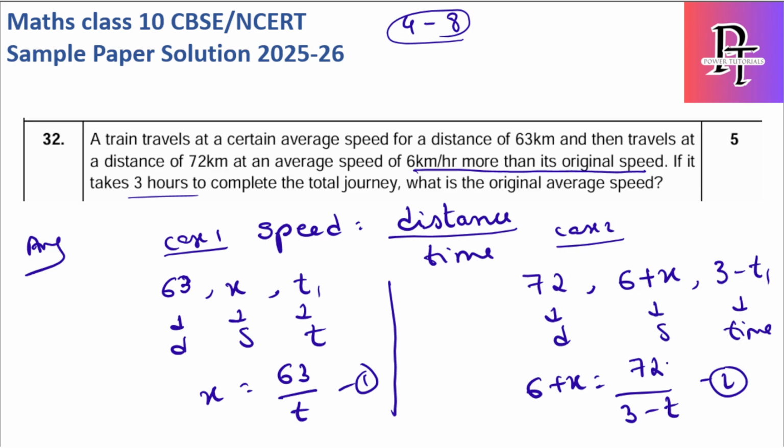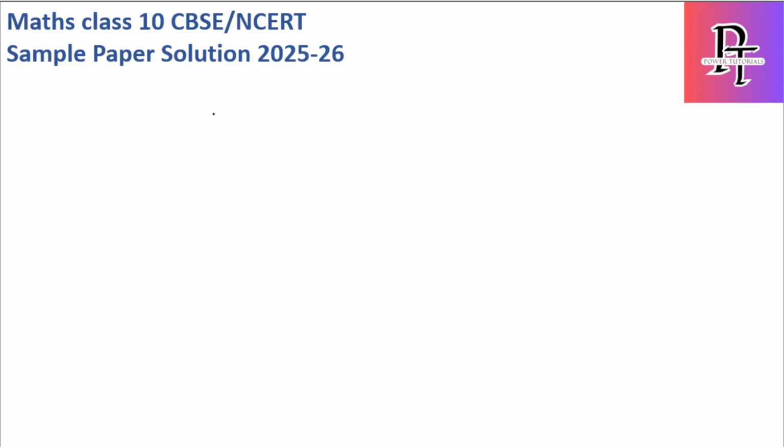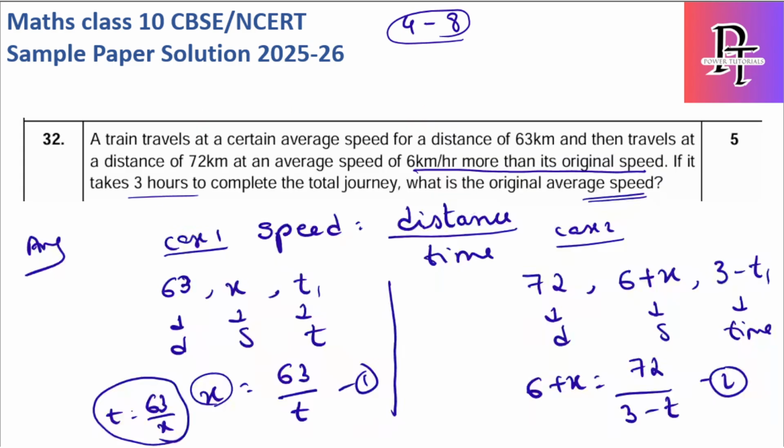But what are they asking, time or distance? Here they are asking speed. Distance you already know. So they are asking the x value. So from here I can write t value as 63 by x. Okay, now I'll substitute this t value as 63 by x in the second equation because I want x value. So I will write 6 plus x is equal to 72 by 3 minus 63 by x.